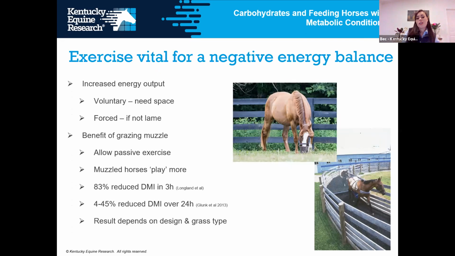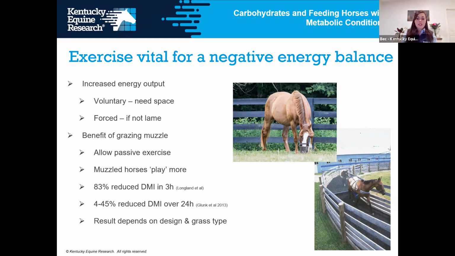So we do want to increase this energy output. If possible, keep them in a paddock with a grazing muzzle on. They'll exercise themselves. If we can't do that for whatever reason, then we need to do this forced exercise regime. As long as they're not lame and sore, then we need to do exercise with them, whether it's hand walking, lunging, riding, whatever we can possibly do.